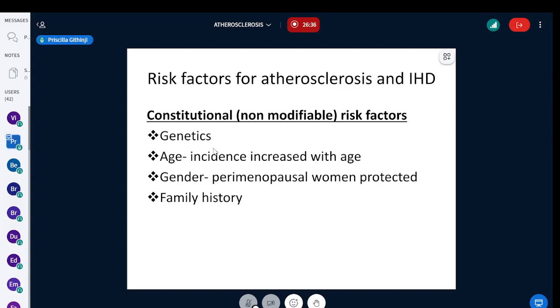The other thing is family history. There are genetic abnormalities that run within families. I don't know whether you learn about this, but there are conditions called familial dyslipidemias, where you have various abnormalities in genes that affect lipid metabolism, and these run within families.